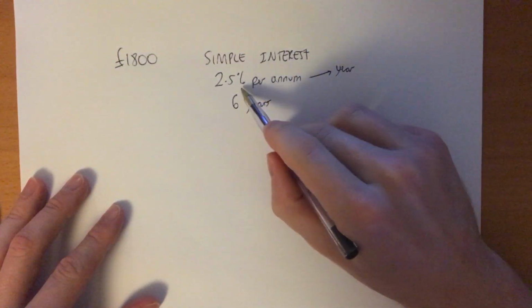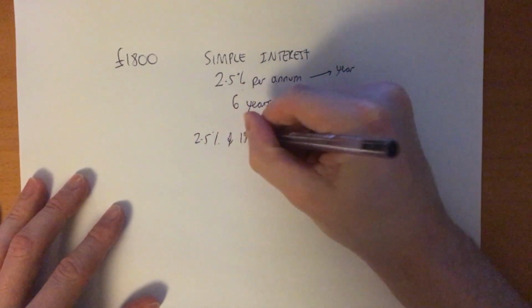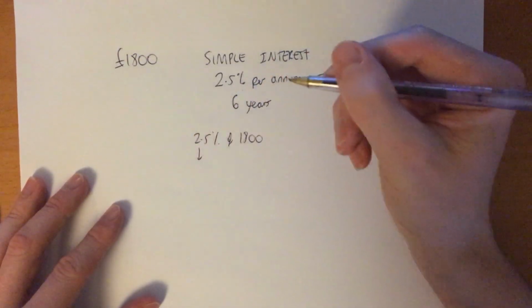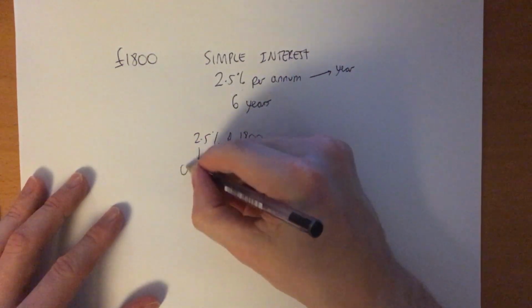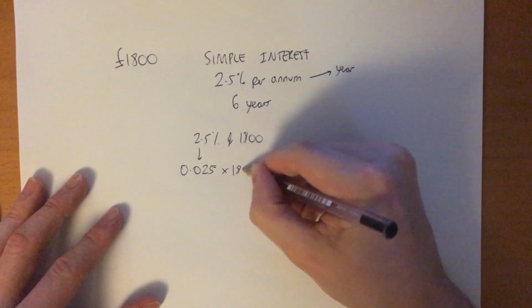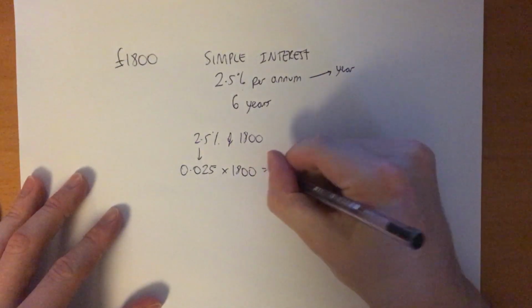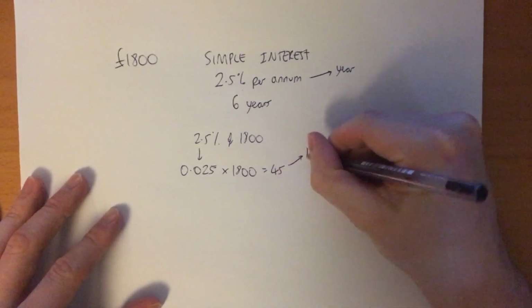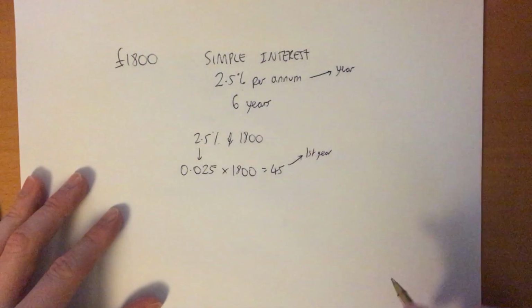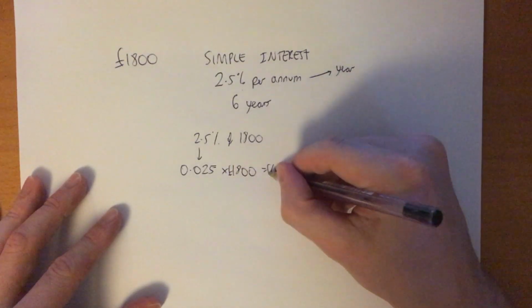2.5% per annum. Now, first things first, we want to find what 2.5% of 1,800 is. So I'm going to turn that into a decimal multiplier, which is 0.025, and I'll times that by 1,800. So using my calculator here, I go 0.025 times 1,800 to equal £45. Now that is, at the end of the first year, I have made £45.